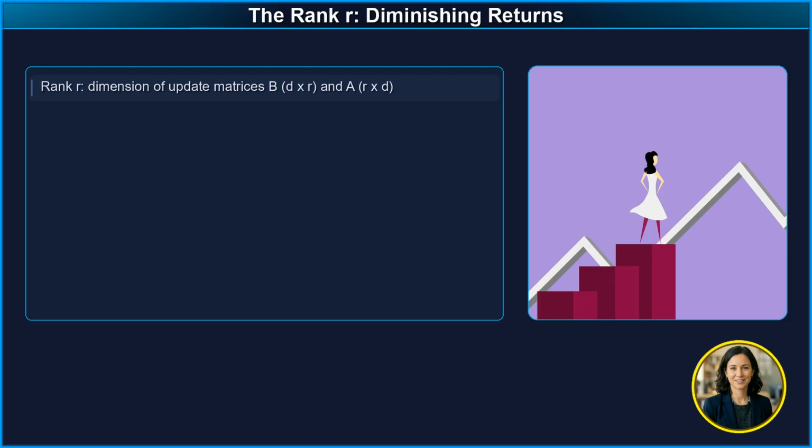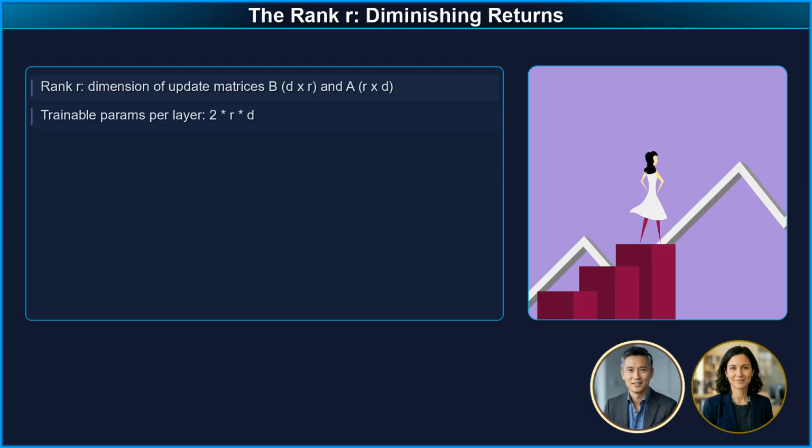The rank R sets the dimension of both low-rank matrices. B has shape D by R, and A has shape R by D. The product B times A has the same shape as the weight matrix W, but a rank at most R. A higher rank gives the adapter more capacity to represent complex weight updates, at the cost of more trainable parameters. The trainable parameter count scales linearly with rank, 2 times R times D per adapted layer.